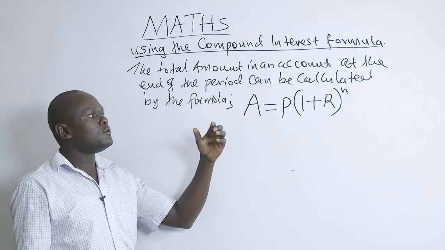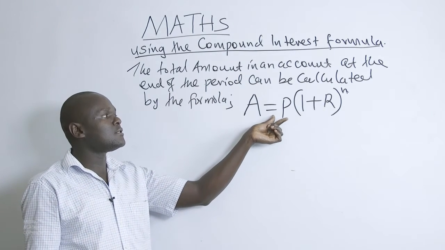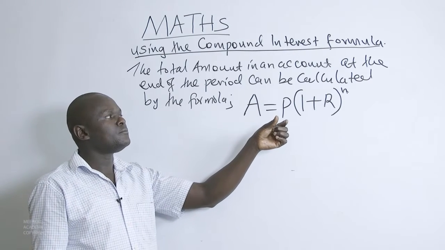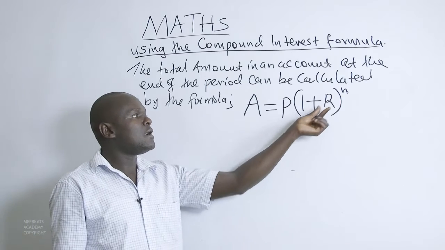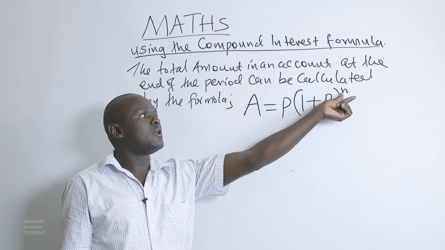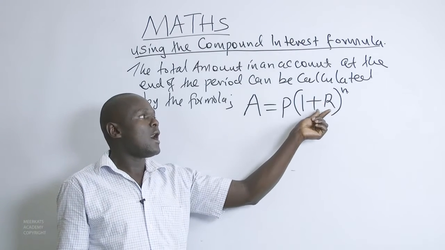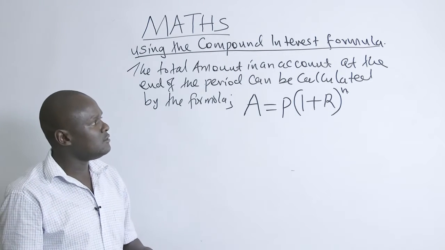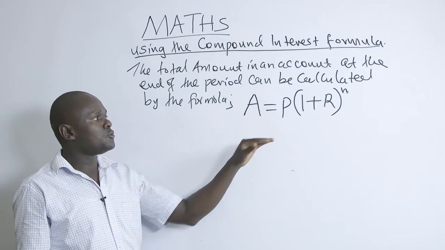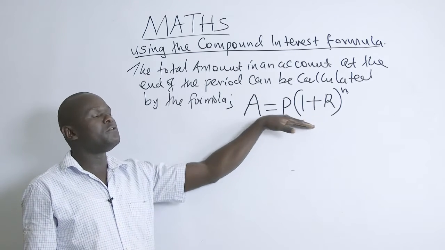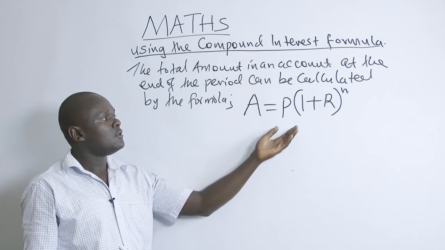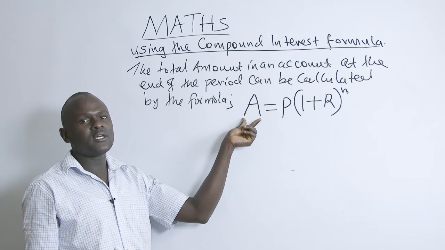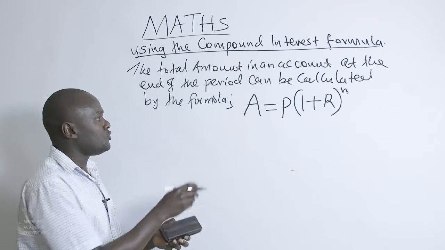Remember, we have also looked at how to convert periods to get the number of periods, denoted by the small letter n, and also how to calculate the rates per period. That one we have already done. So just allow me to go through the different variables we have in this compound interest formula. A, we have agreed, stands for the total amount at the closure.